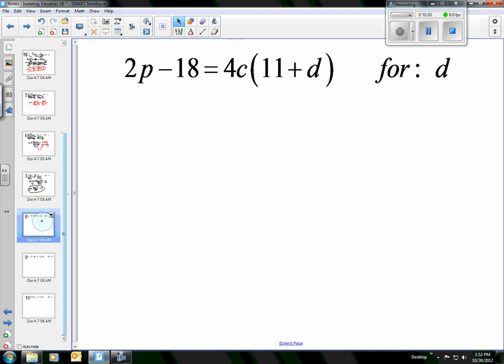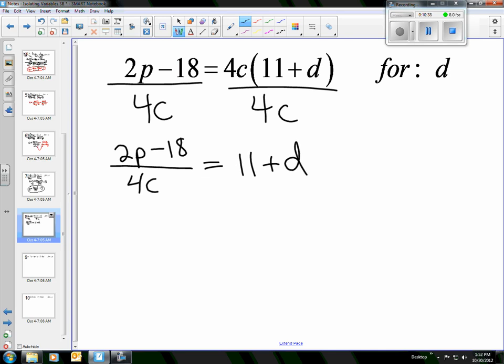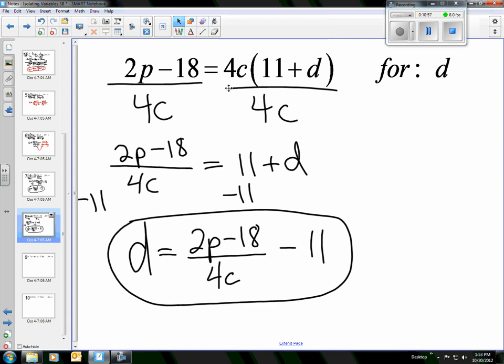Let's look at the next one. Similar concept here. So we're solving for d. Want to start by dividing both sides by 4c. Okay. And then we'll be left with 2p minus 18 all over 4c equals 11 plus d. And then we want to subtract both sides by 11. So here we're going to get d is equal to 2p minus 18 divided by 4c minus 11. And that would be our final answer for this problem here.